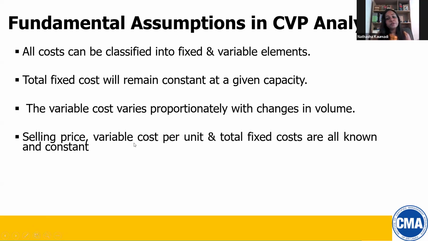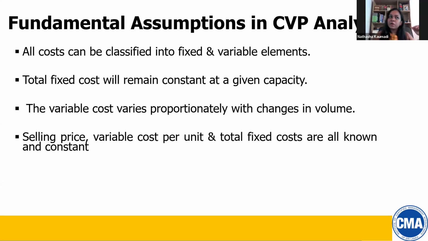Variable cost per unit. What are the cost components coming under variable cost per unit? What do you think? What about direct material cost? Yes, direct material cost per unit, direct labor cost per unit, and then other direct cost per unit, variable overhead cost per unit. All these are variable cost per unit.